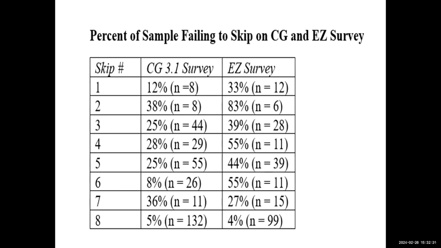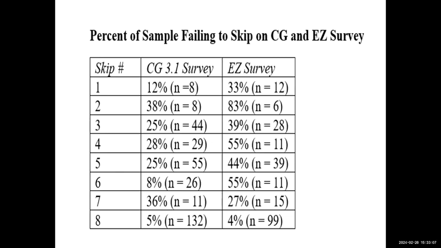Here we see column 2 is the standard clinician and group survey, and the third column is the easy survey. So the first skip opportunity, I have the Ns. The Ns are the number of people in total that should have skipped. So N equals 8 on this first skip opportunity on the CG survey. There were 8 people who should have skipped. 12% of them did not. On the easy survey, there were 12 people who had an opportunity to skip. 33% did not skip appropriately. They continued to answer items that they were supposed to skip over.